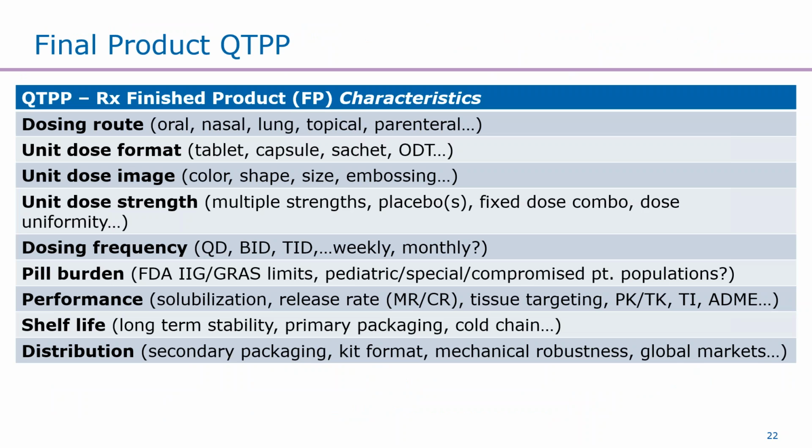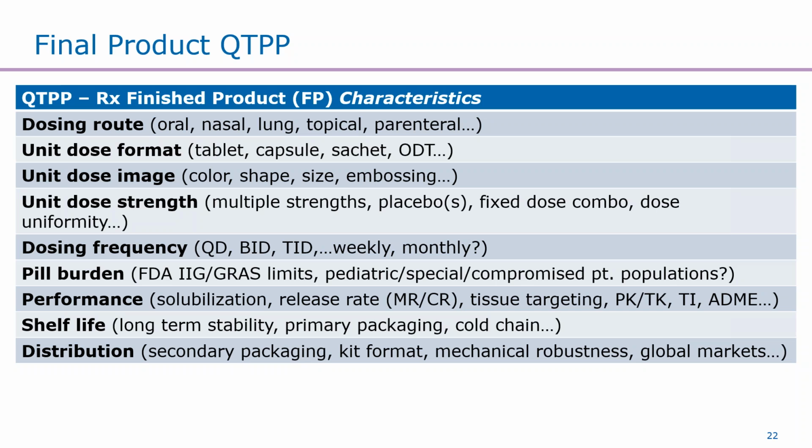So to hit very high level on what a final product quality target product profile might look like, we have a table here, and this again is for a typical prescription finished product. I've proposed that in your table you'll have dosing route, so oral, nasal, lung, and so on. Most applications of spray-dried dispersions are going to be oral. You're going to specify the unit dose format, so for example, tablet, capsule, sachet, orally disintegrating, or so on. Unit dose image, this is color, shape, size, embossing, and other elements of the appearance of your product.